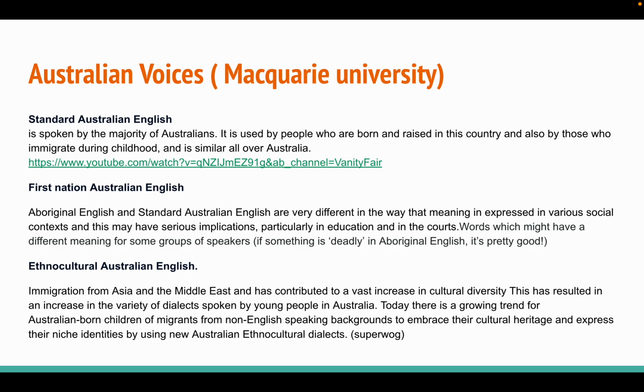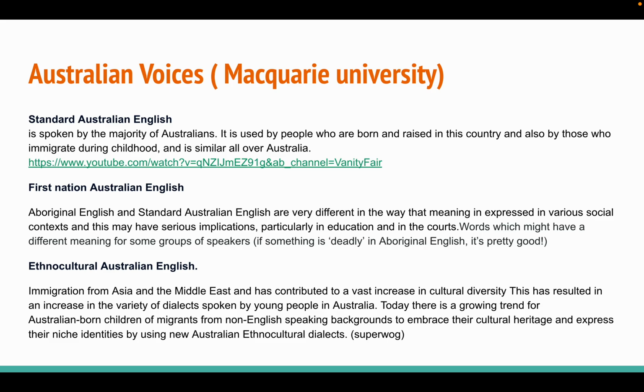So we want to talk about some varieties of English spoken in Australia. Basically you have standard Australian English. It's like the English I'm speaking. It's basically spoken by the majority, and people that were born and raised in Australia speak this way. We shared a link with Margot Robbie, the famous actress, that goes through different slang with her, and you can hear the way she speaks, and she has a very strong accent.